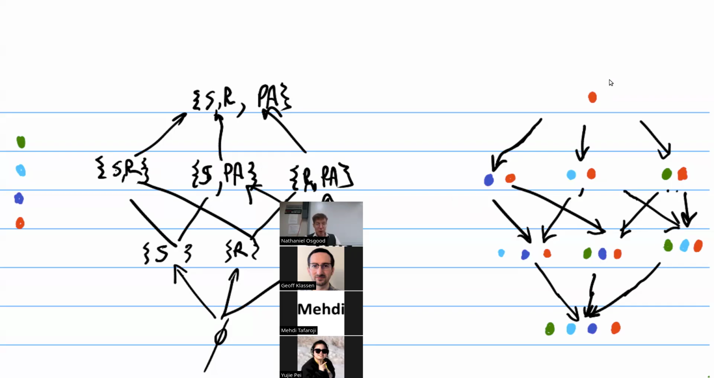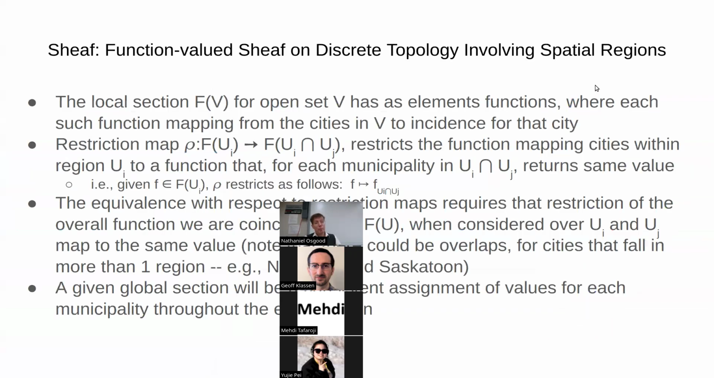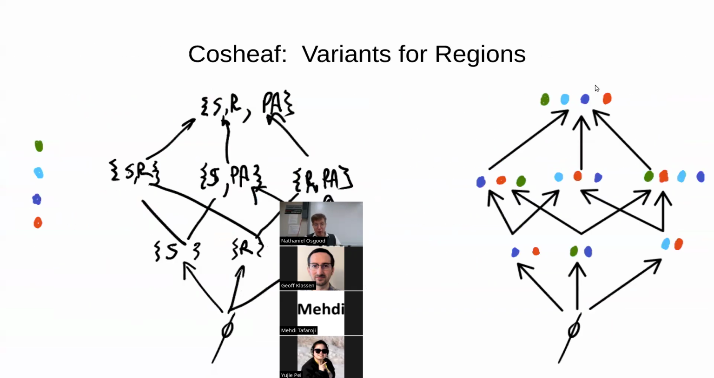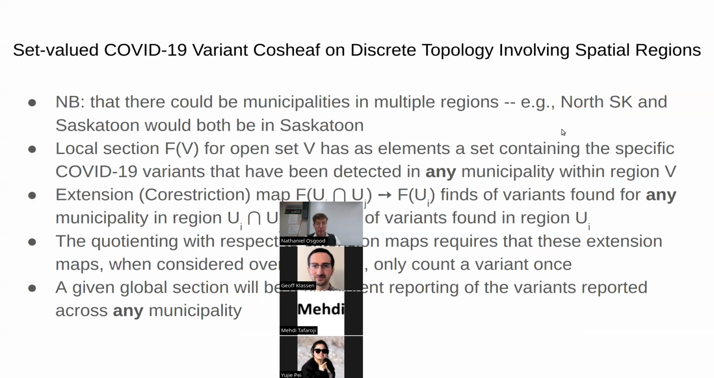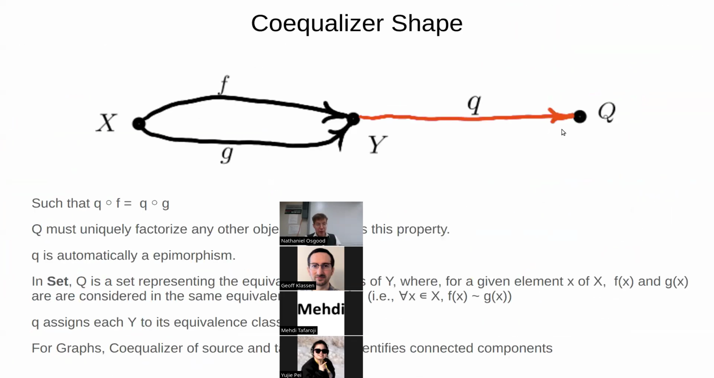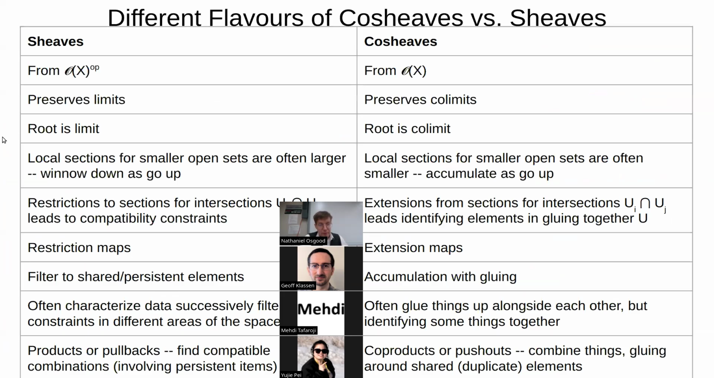And the only one that was present in all of Saskatoon, Regina, and PA was red. But now we are accumulating. We're sticking together, but not double counting. We're sticking together, but gluing. Not just putting these next to each other in a disjoint union as we go up. So that's the flavor, but I want to talk with you more about this wonderful contrasting viewpoint.